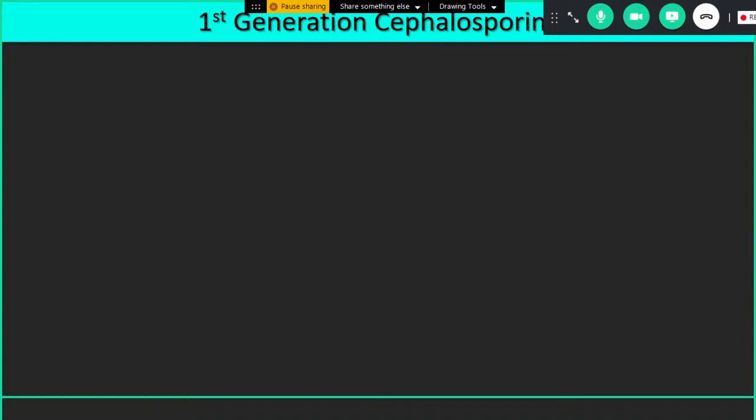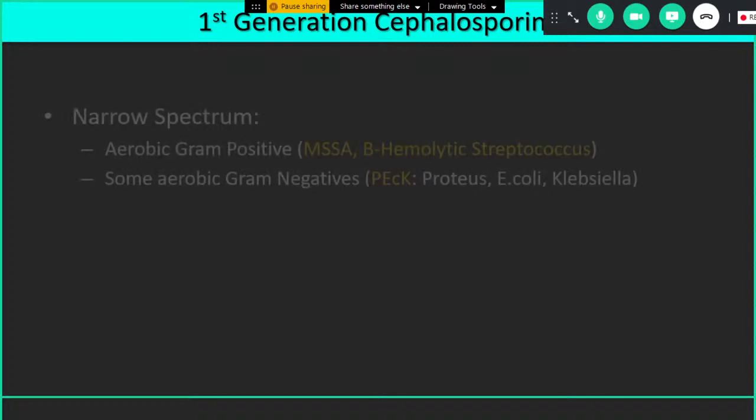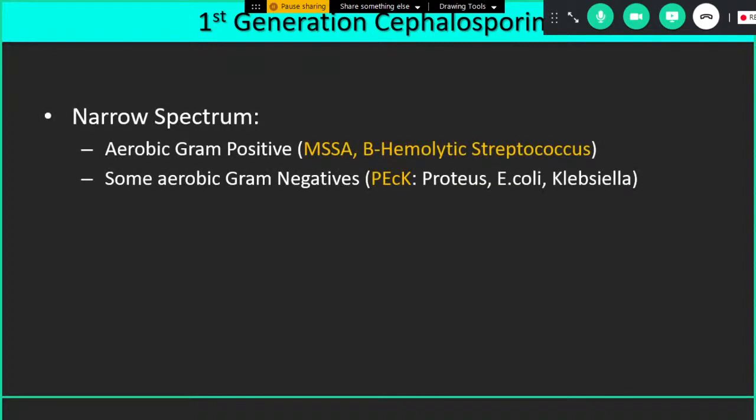So we start with the first generation cephalosporin. As I told you earlier, they have a very narrow spectrum, mostly the gram-positive bacteria, that is the methicillin sensitive Staph aureus and beta hemolytic streptococcus. These are the main spectrum of their use.